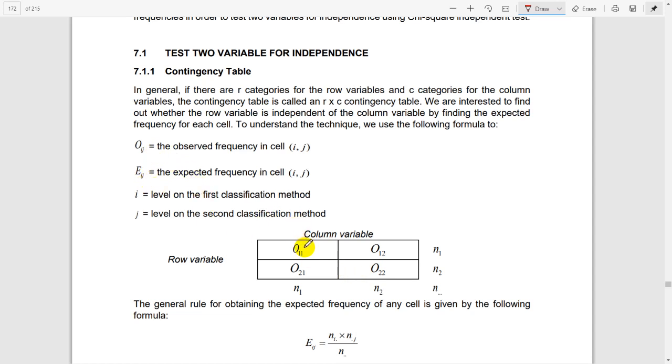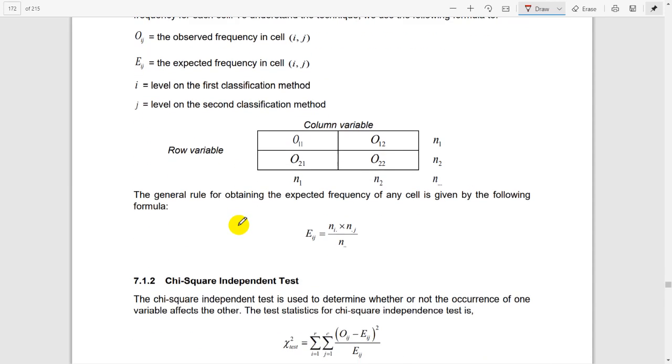O is the observed frequency. So O is given, and E is the expected frequency. E we have to find. Okay, so let's say you have this kind of table. So O11, meaning row 1 and column 1, O12, row 1, column 2, O21, row 2, column 1, and O22, row 2, column 2.